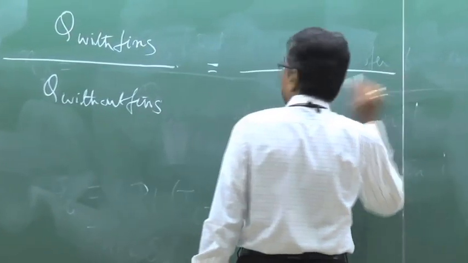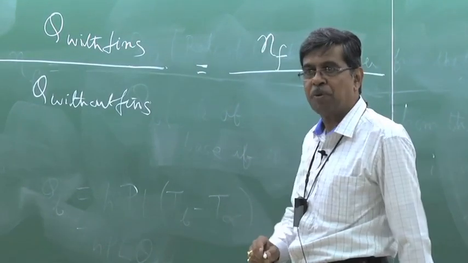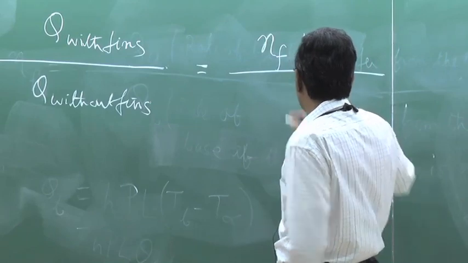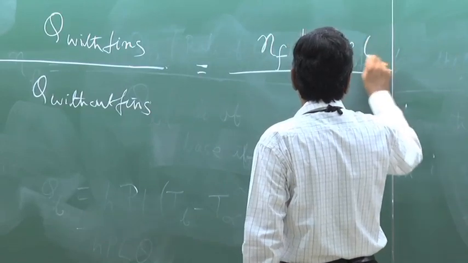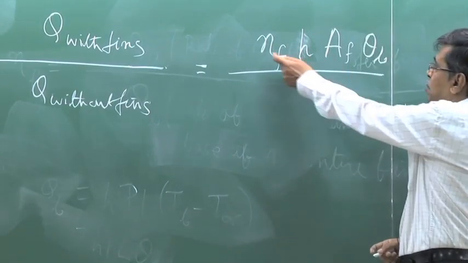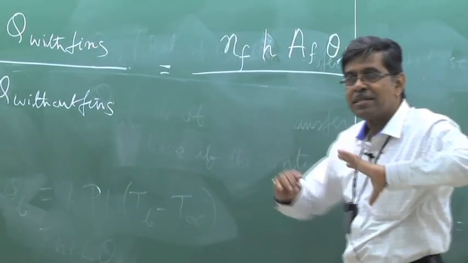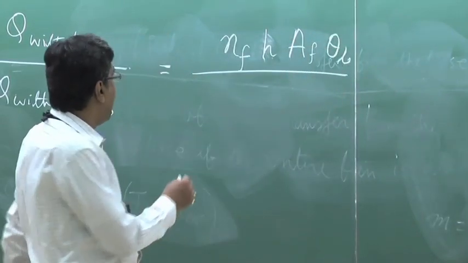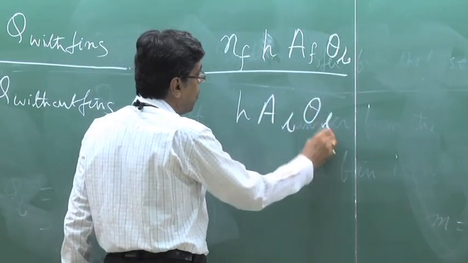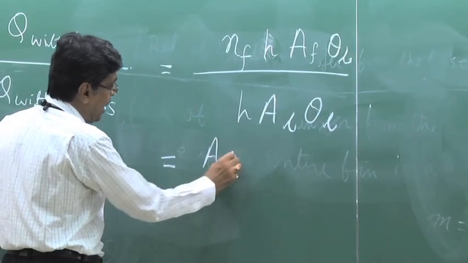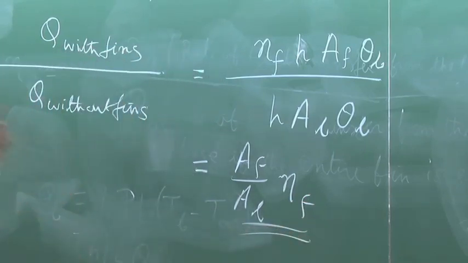Let us see that. In a very simple expression, for a single pin, Q with pin is equal to efficiency times h times A_F, the surface area of the pin, times theta_B. That means I simply multiply with the efficiency of the pin, h the heat transfer coefficient, A_F the surface area provided by the pin. And without the pin, it is h times A_B, the base area, times theta_B. That means I get an expression A_F by A_B into eta_F. This is so simple, but it tells many things.